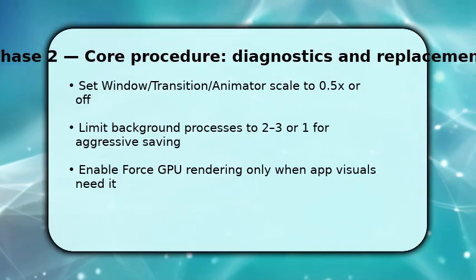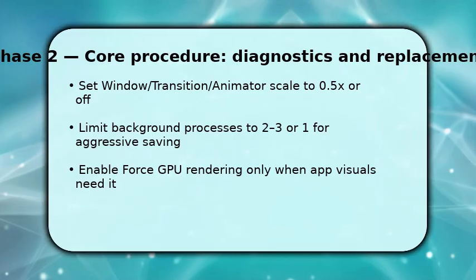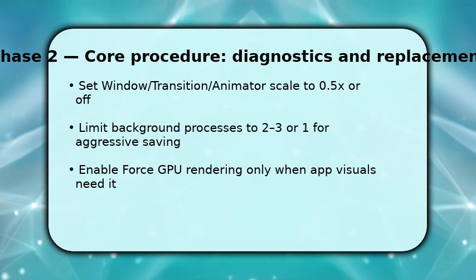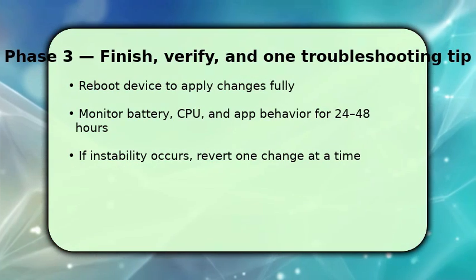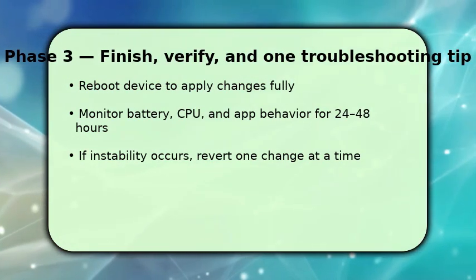Then consider force GPU rendering only when apps have choppy UI, otherwise it can increase battery use. Make sure to test responsiveness after each change so you can balance speed. You finish by rebooting so all settings apply cleanly. A restart avoids transient glitches.